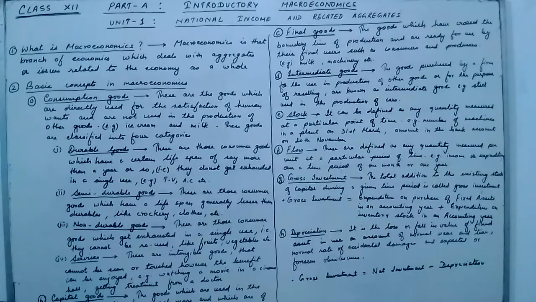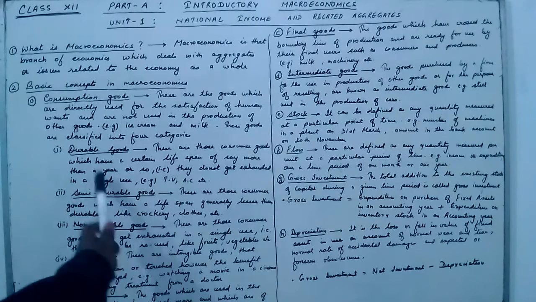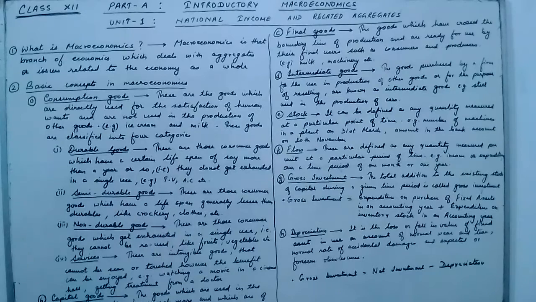Now the second type of good is the semi-durable goods. These are those consumer goods which have a lifespan generally lesser than durables. A very good example is crockery and clothes, which have a lesser lifespan than the durable goods, that is the TV and the AC.